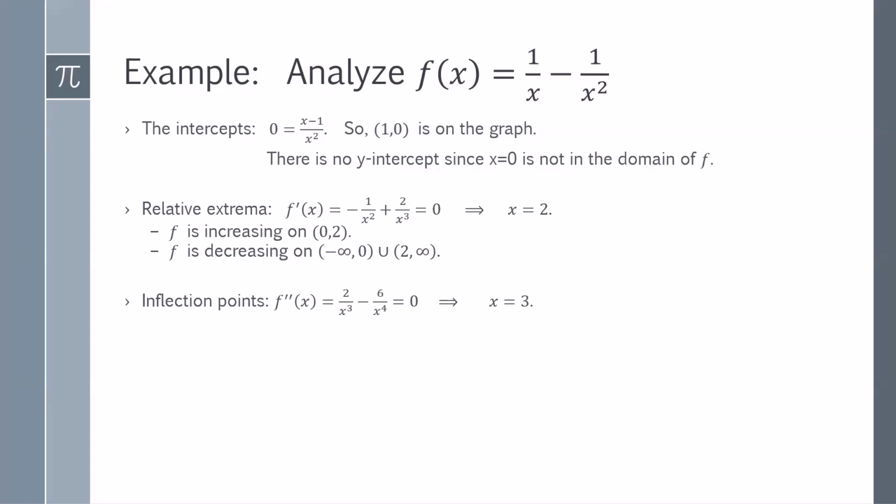We can look at our inflection points. Here, f double prime of x is equal to 2 over x cubed minus 6 over x to the 4. Setting that equal to 0 and solving, we can find that x is equal to 3. f then is concave up on 3 to infinity and concave down on negative infinity to 3.